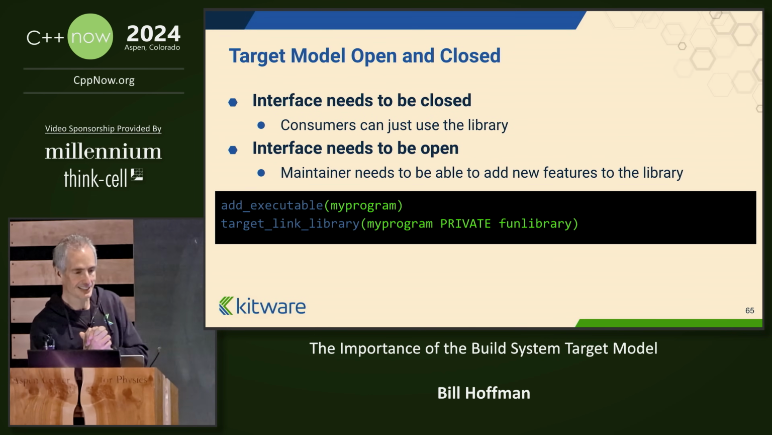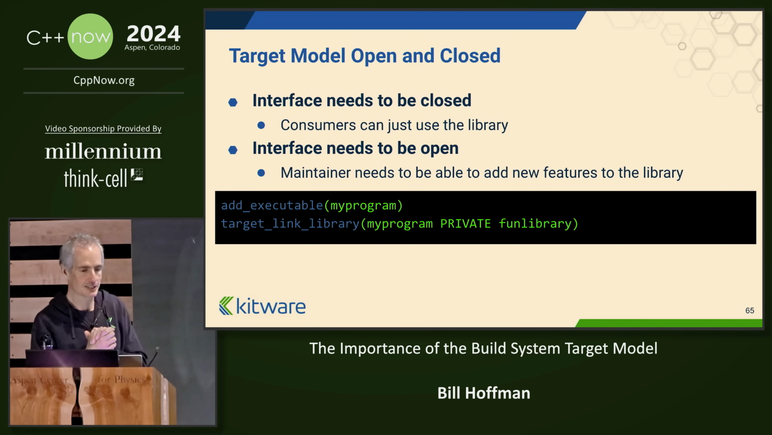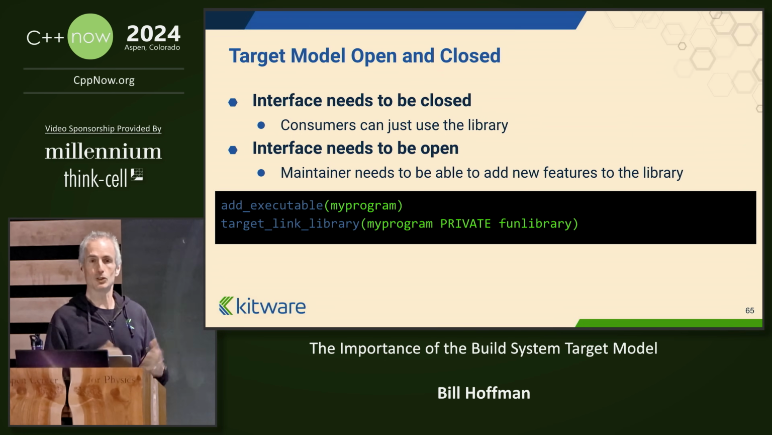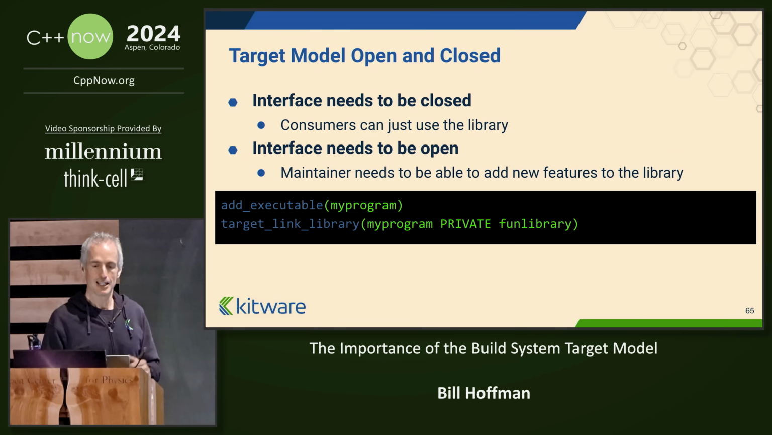So I would argue that the target model is both open and closed. The interface needs to be closed because consumers can then just use the library. They say target link library, but the interface needs to be open because the maintainer needs to add new features to the library.